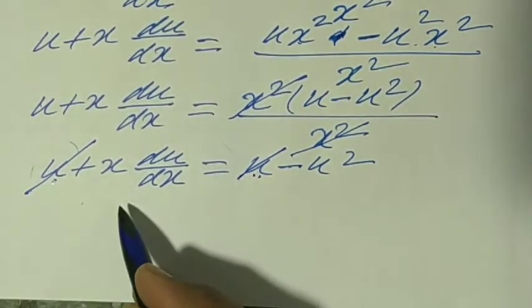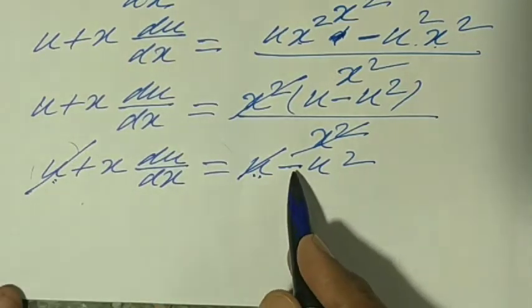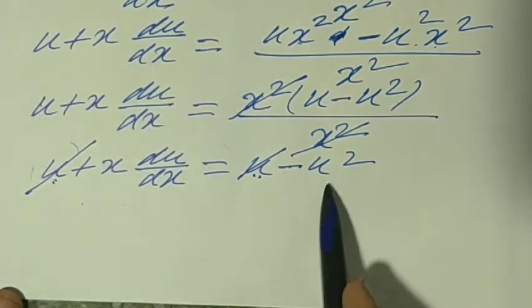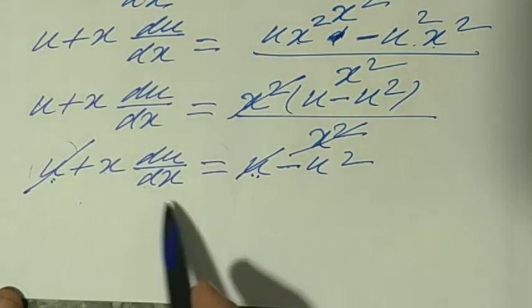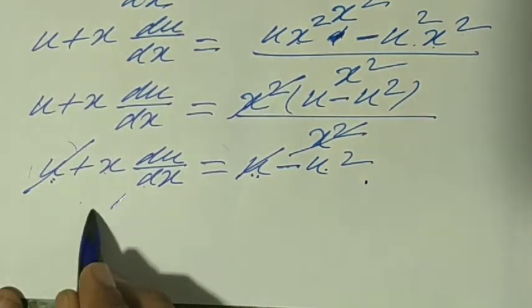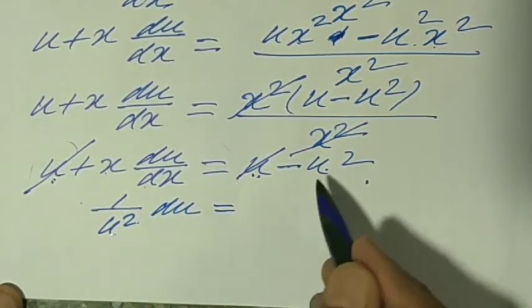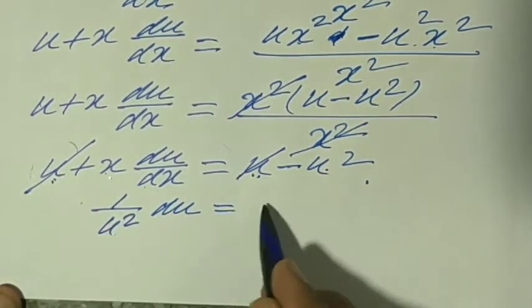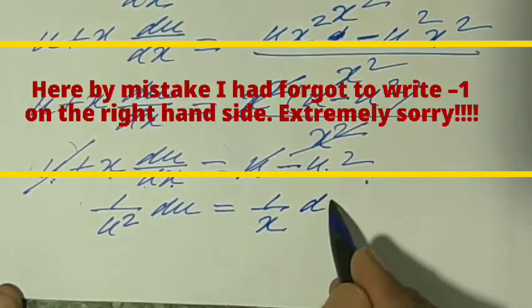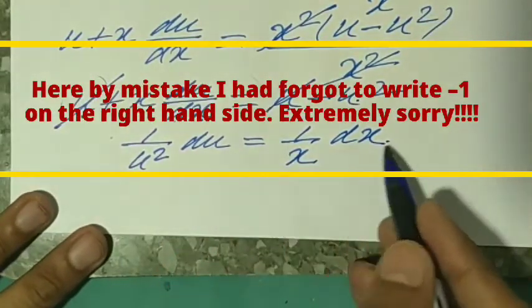Now on the left hand side we have only x du upon dx, and on the right hand side we get minus u square. So we have to transpose u square to the left hand side and x dx to the right hand side. So this u square goes in the denominator, so it becomes 1 upon u square du, and on the right hand side this x becomes 1 upon x, and this dx goes in the numerator. So simply we have 1 upon u square du is equal to 1 upon x dx.